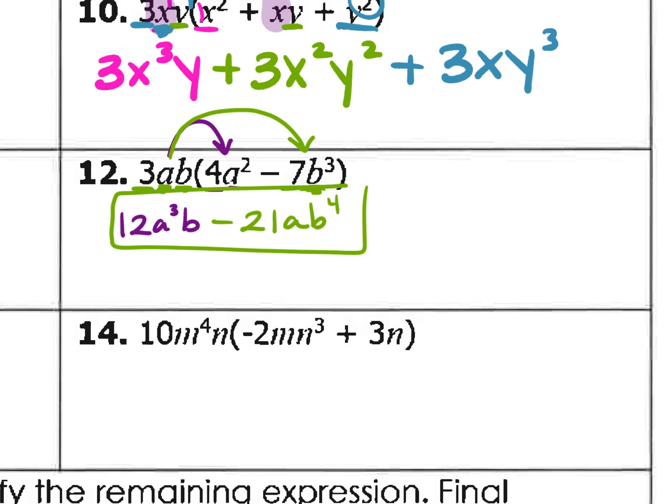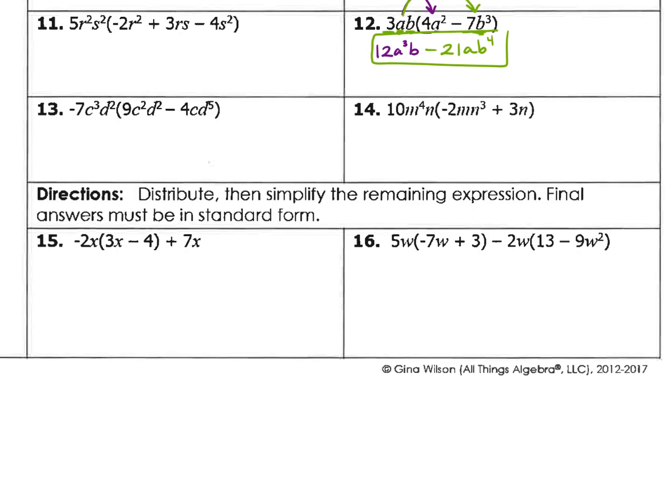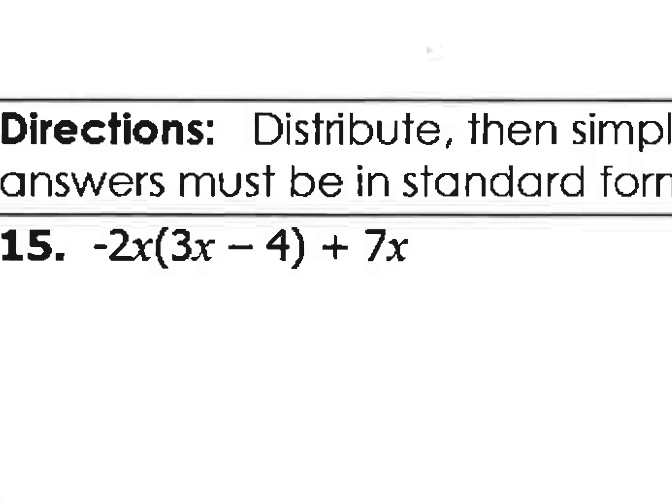So add the exponents, right? If they both have a base of A, add the A exponents together, you'll get your simplified answer. Okay, these two down here, you're going to distribute still, and then you're going to simplify from there. So it's going to kind of combine what we did yesterday with what we're doing today a little bit. So we're going to start on 15 by distributing this guy.